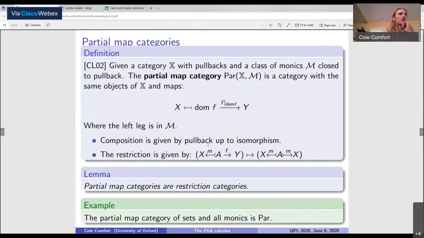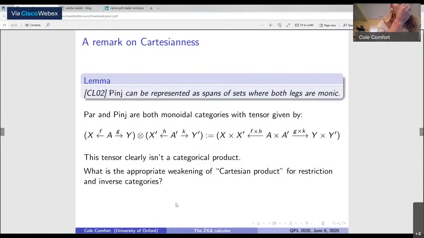Yeah, and of course, partial map categories are restriction categories. I think restriction categories kind of developed from this idea. And the partial map category given by sets and all the monics in sets and functions is just PAR again. So this is just an alternative presentation of PAR. Also, sets and partial injections can be represented as spans where both legs are monic. So both PAR and PINJ are partial map categories in this sense, except PINJ is also an inverse category.